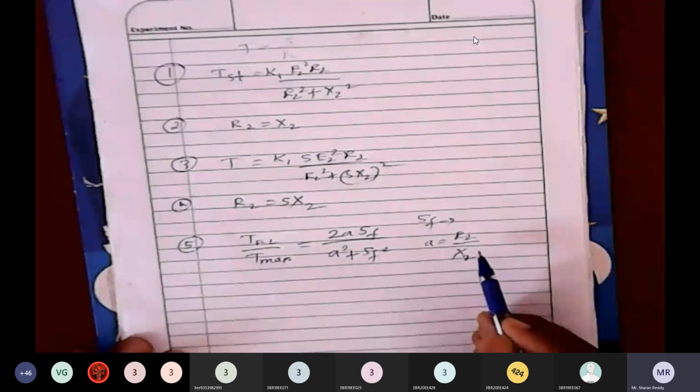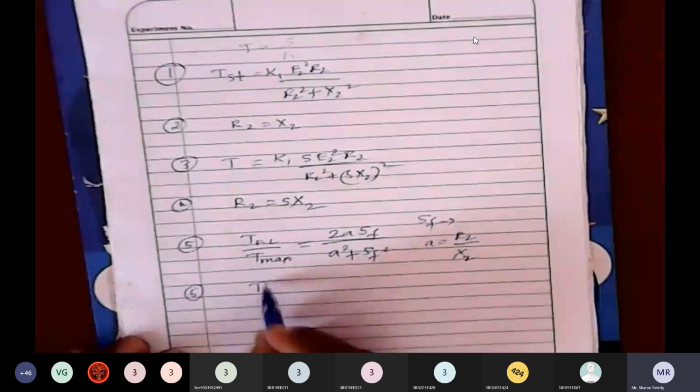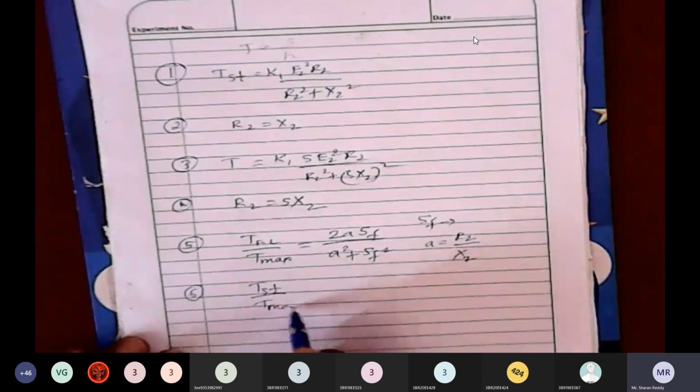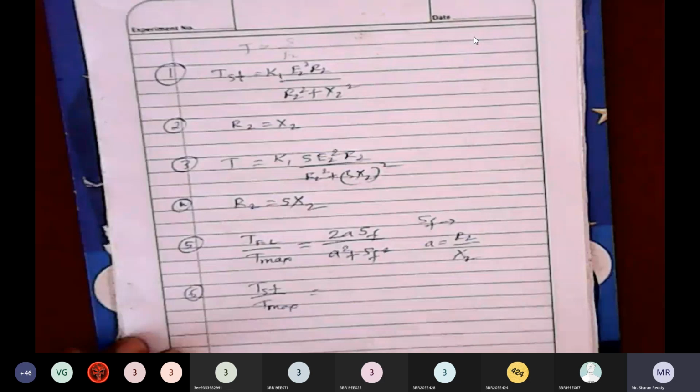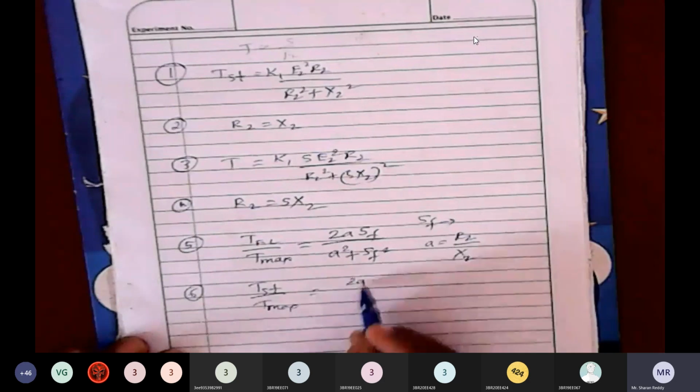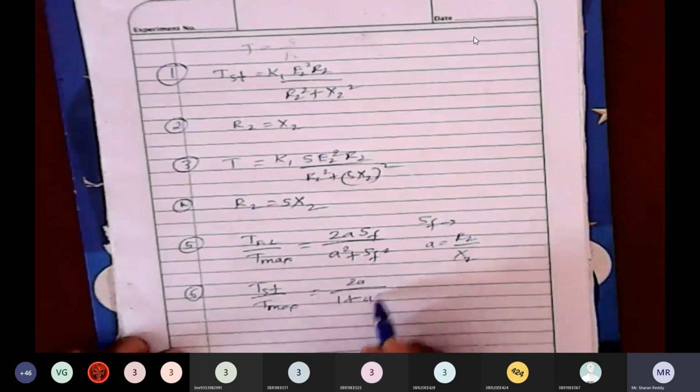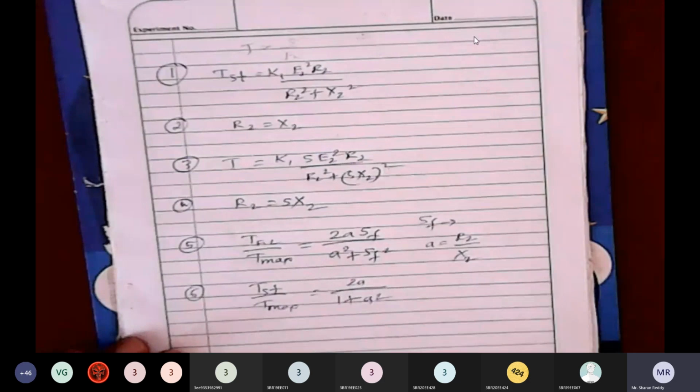And the sixth one, the ratio of starting torque to the maximum torque. That is 2A divided by 1 plus A square. So these 6 questions were completed in the last 3-4 classes.